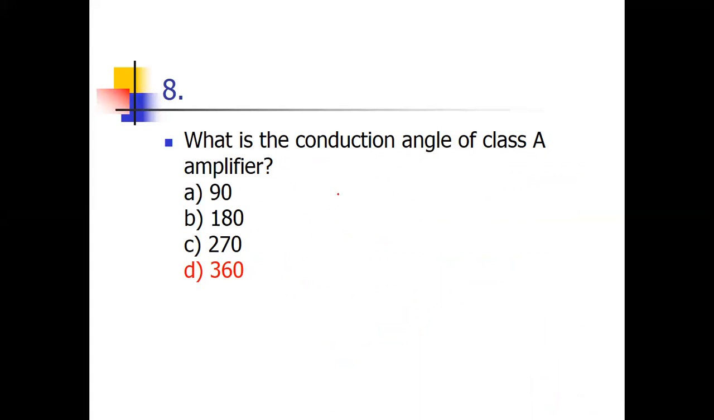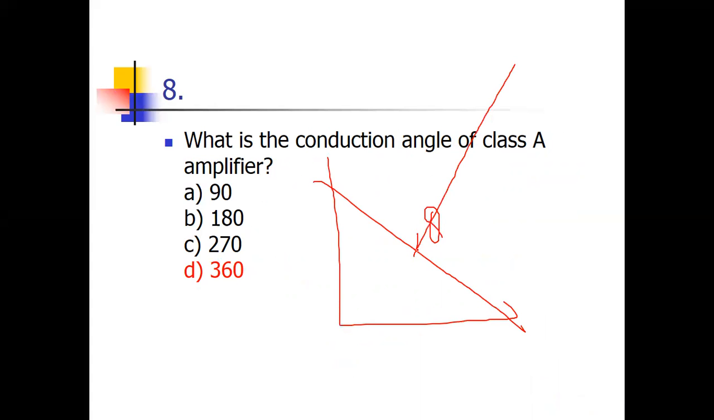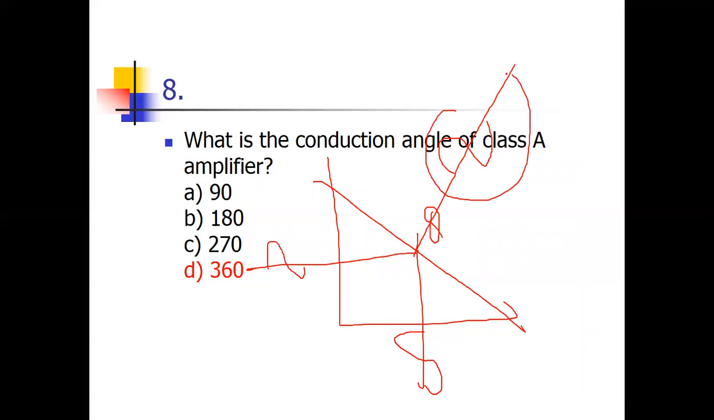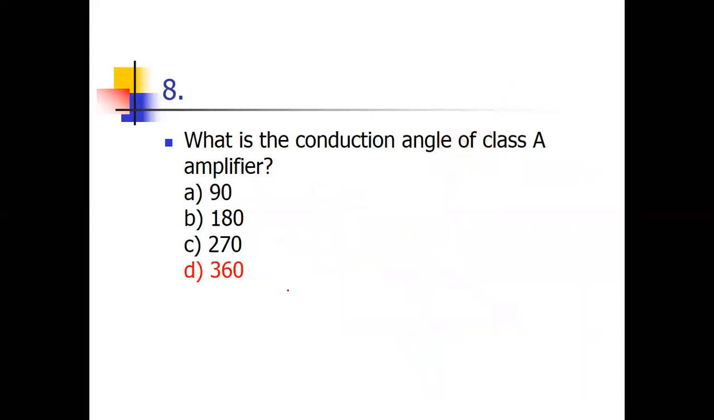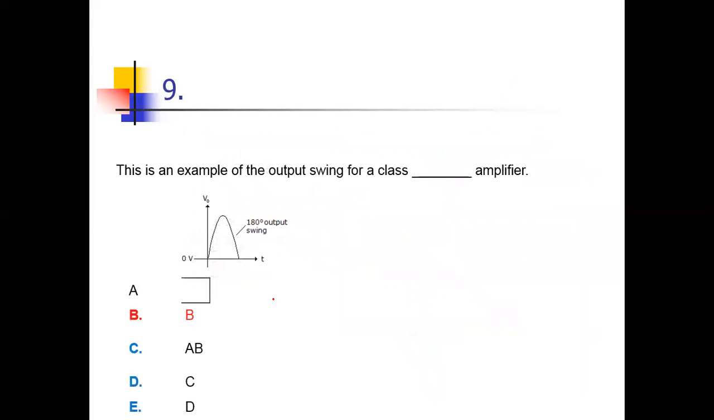Remember, conduction angle is related to the Q point. In a class A power amplifier, the Q point is exactly at the midpoint of the load line. If the Q point is exactly at the midpoint of the load line, then no portion of the output waveform will be clipped. No portion will be clipped. So what is the conduction angle? 180 on each side, which means the total conduction angle is 360. That is for class A power amplifier. Class C power amplifier I'll discuss later. Understood? So the conduction angle of a class A amplifier is 360.